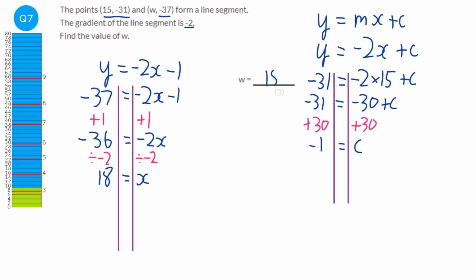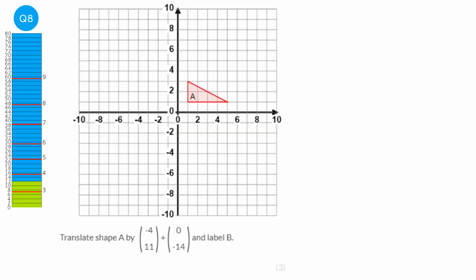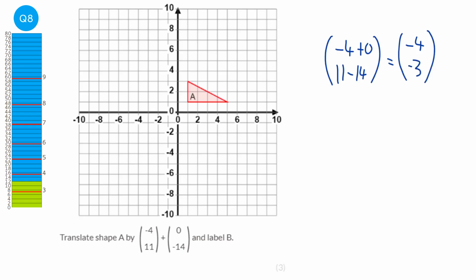So w is 18. First thing I'm going to do is add these column vectors. So we're going to add the tops first, and then we're going to add the bottoms. So it's plus minus 14. And so at the top it would be minus 4, and 11 take away 14 is minus 3.